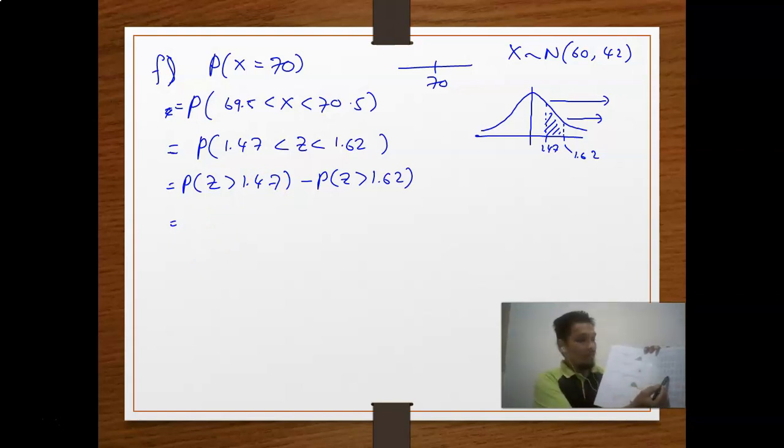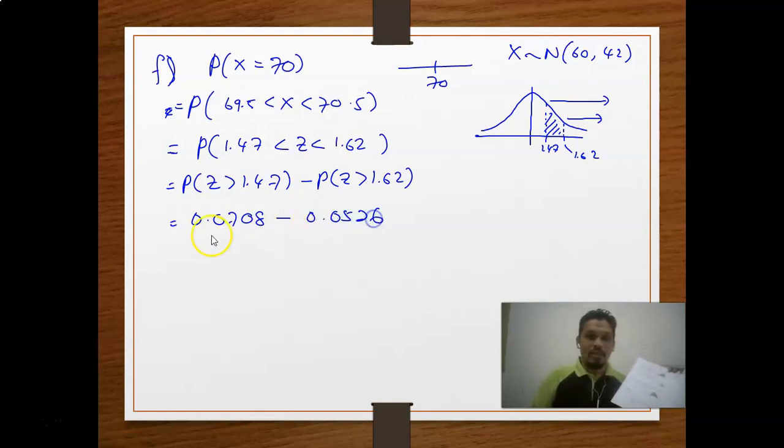1.4 and 0.07 gives 0.0708, minus 1.6 with 0.02 gives 0.0526, equal to 0.0708 minus 0.0526, which is 0.0182.